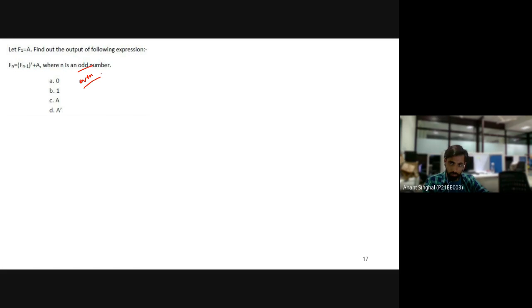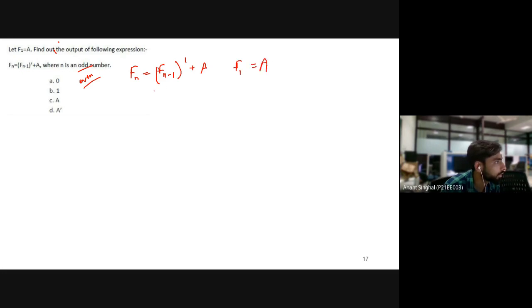Please respond. Or should I do it by myself? Okay, I guess I need to do it by myself. No one else is responding. So it is given that Fn is nothing but Fn minus 1 complement plus A. And it is given in the question that F1 is nothing but A. So if I try to calculate F2 from here, it will be nothing but F1 complement plus A.